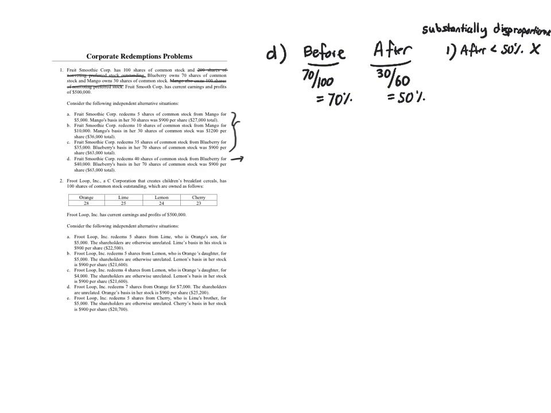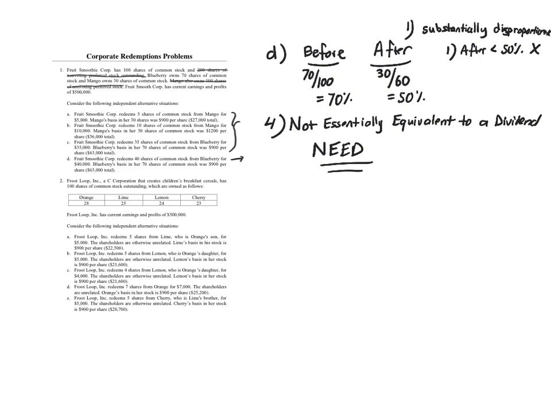So that leads us to our last test, not essentially equivalent to a dividend, also known as, and we'll call it for the rest of today's class, NEED. NEED. Okay? So NEED, this is the fourth test. Remember, substantially disproportionate is the first test. And these are the two most important tests. Substantially disproportionate, you always consider first, and then you go down the list, and you always do not essentially equivalent to a dividend last because it's the most subjective.